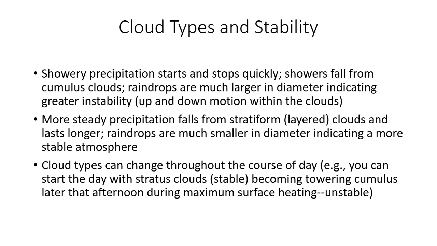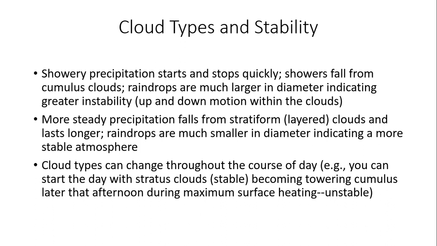Raindrops are going to be much larger, much bigger in diameter, indicating greater instability and a lot of the up and down motion within the clouds during showery precipitation, specifically during the summer when you get showers and thunderstorms to develop. You may note this too, maybe just driving down the road, and you notice how the raindrops hit your car windshield, and you'll notice the size of the drops, how big or small they are.